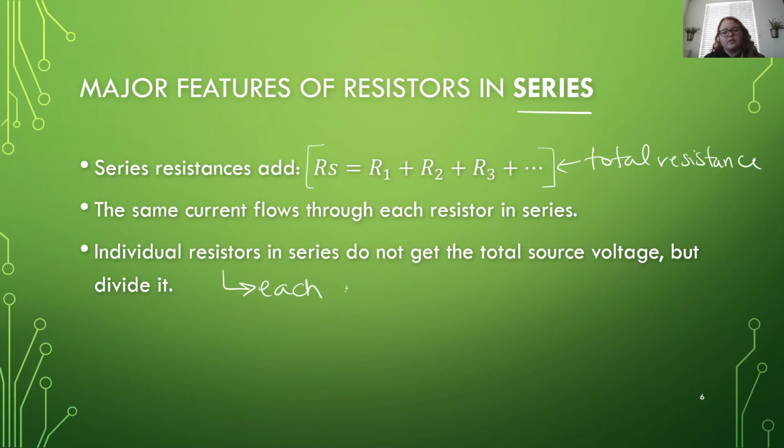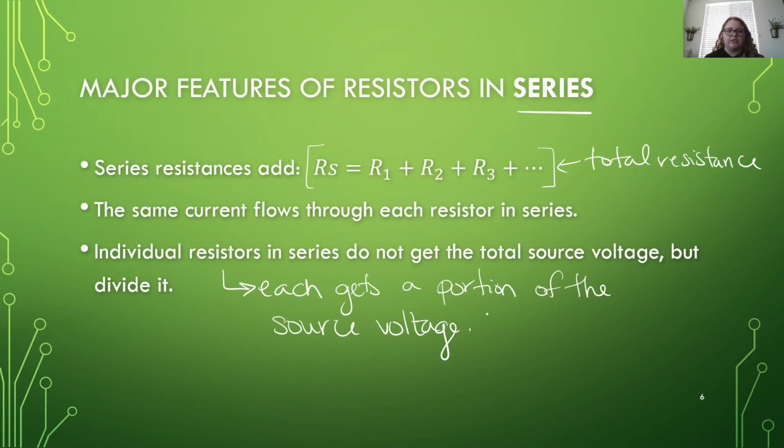Each gets a portion of the source voltage. So it's not that it divides equally, it just gets portioned up. So V would be equal to V1 plus V2 plus V3 plus and so on. Very similar to its resistance. All right, so this is where I'm going to pause, and then we'll get started in the next video talking about resistors in parallel.